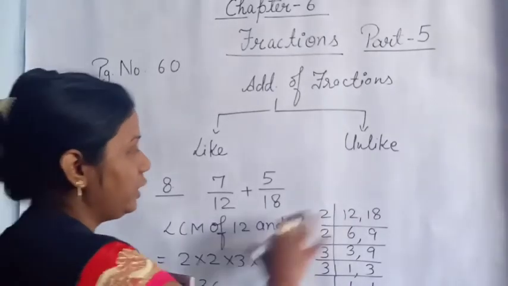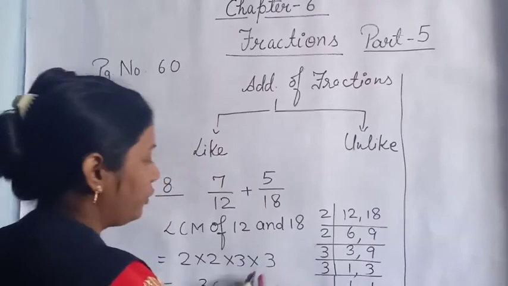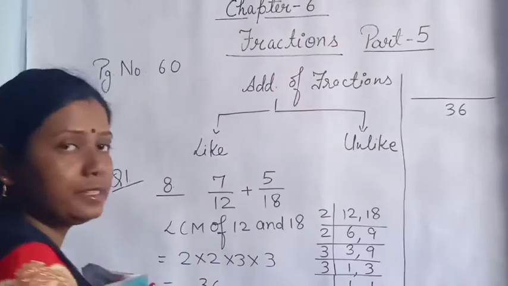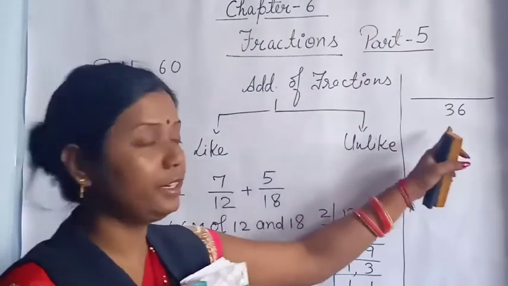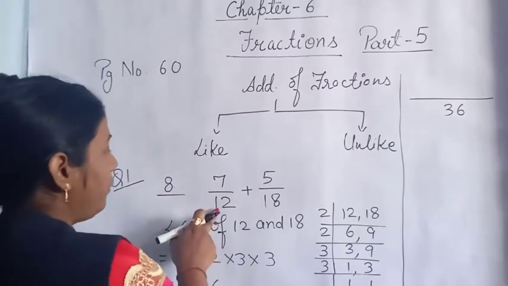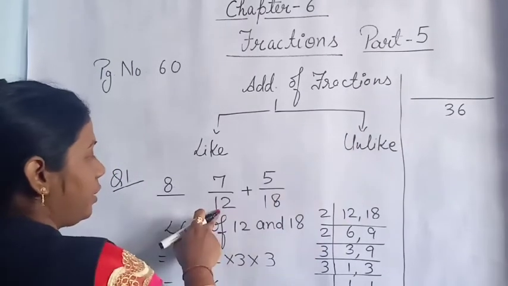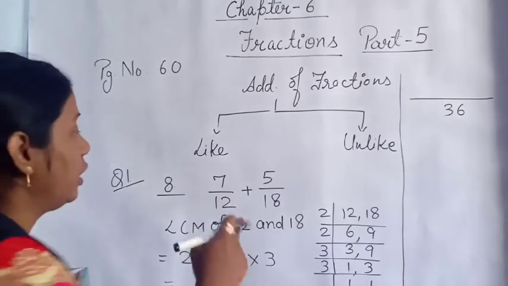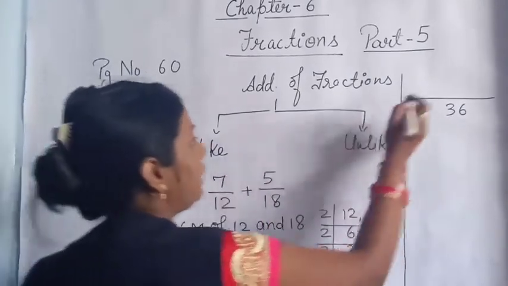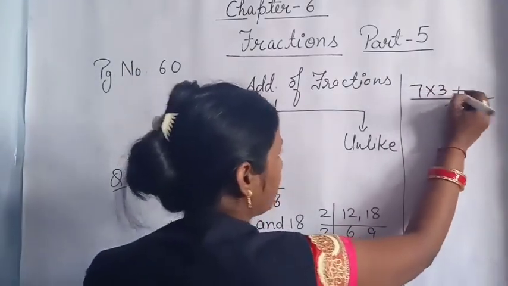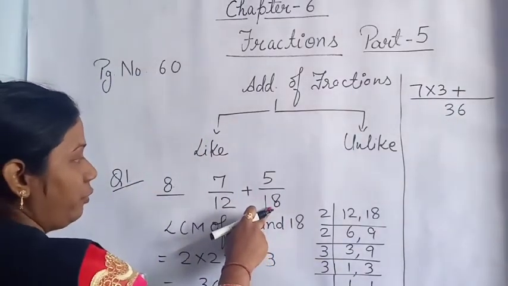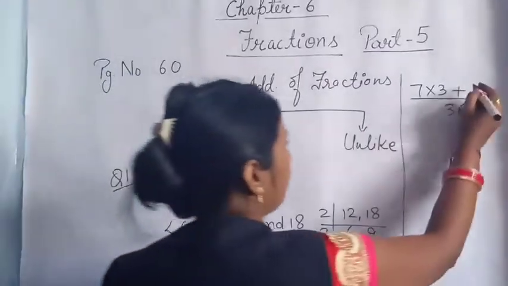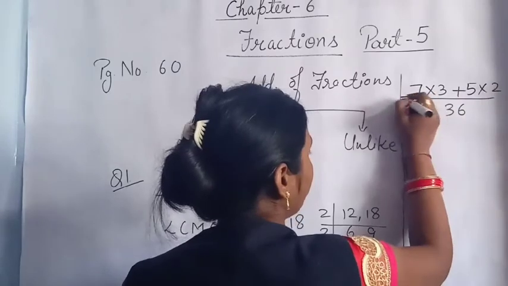After this, we will write the denominator as the LCM, the LCM which we have got. Now we have to check how many times 12 goes into 36. 12 threes are 36, so we will multiply 3 by the numerator 7. Again we check in the table of 18 how many times 36 comes. 18 twos are 36, so 5 multiplied by 2. This is the step which we have to follow.